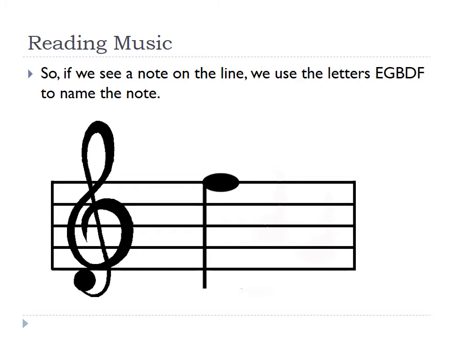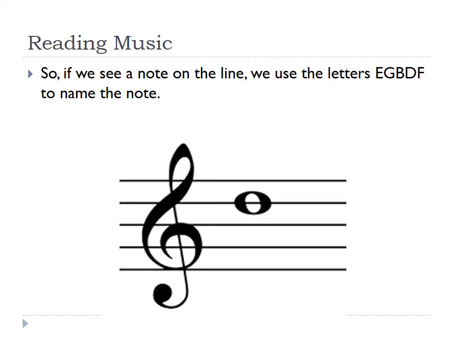Let's try this example here. Again, we ask ourselves, is the note on the line or is it in the space? And we can see it is on the line and it is on the top line. So we go from the bottom. E for every, G for good, B for boy, D for deserves, F for football. So this note must be an F as it is on the fifth line, the top line.